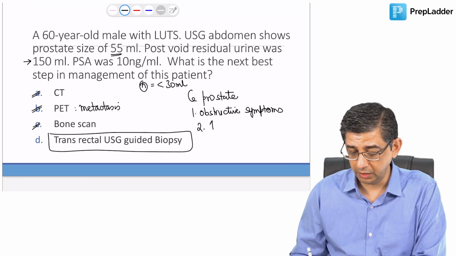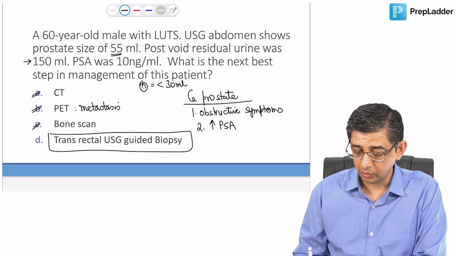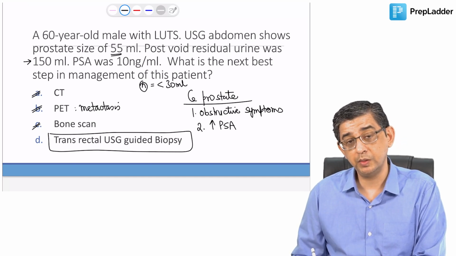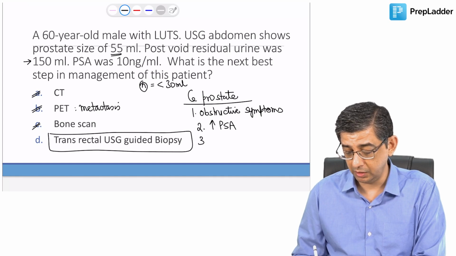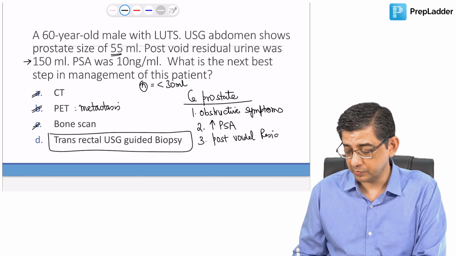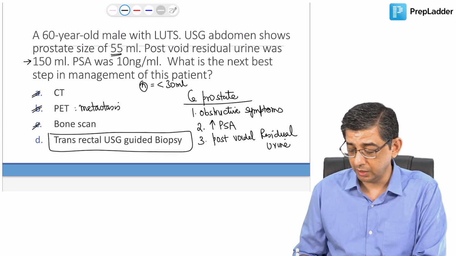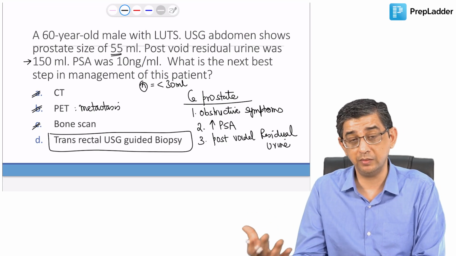Along with this, grossly elevated PSA is present in this guy. So considering the scenario of an old man with obstructive urinary symptoms, an elevated prostate specific antigen, and even a post-voidal residual urine, the first clinical diagnosis of mine for this person would be BPH, that is benign prostatic hyperplasia. But because it is benign, I'm not worried about it. Because it's a cancer, I'm worried about it.